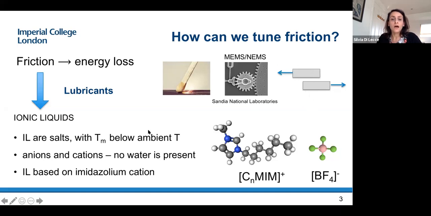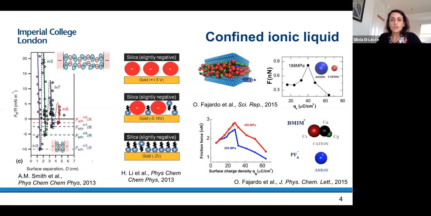Ionic liquids actually have all these properties and have been considered as good lubricants. They are molten salts, so we have anions and cations. And these are the kind of ionic liquid that I'm going to use in this talk. They are based on the imidazolium cation. So what happens when we confine the ionic liquid?